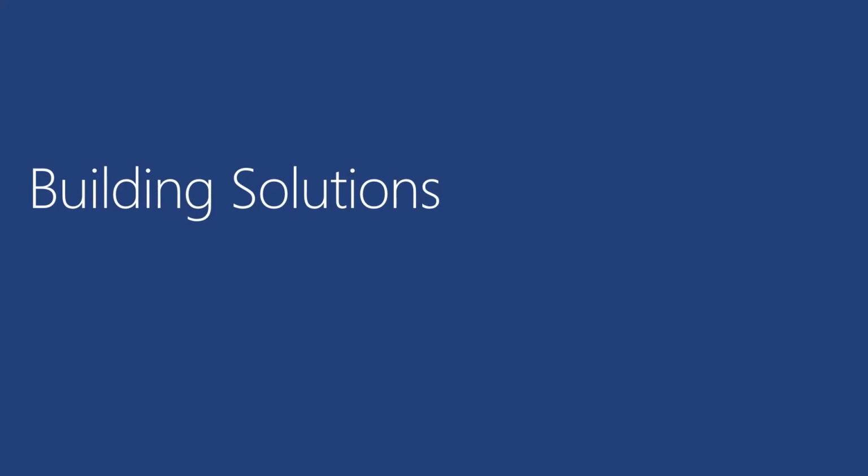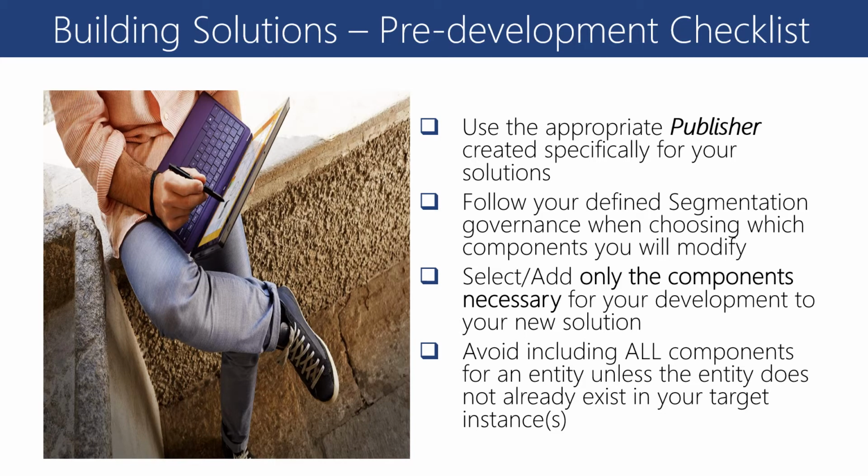Next, we'll talk about the steps necessary to build solutions. Here's a very simple pre-development checklist that you can use for your developers when they start building solutions. Make sure they're using the appropriate publisher created for their solutions. Make sure they follow defined segmentation governance when choosing components that they will modify. Select and add only the components necessary for the development of their new solution. And finally, as mentioned before, avoid including all components for an entity unless the entity does not already exist in your target instance.